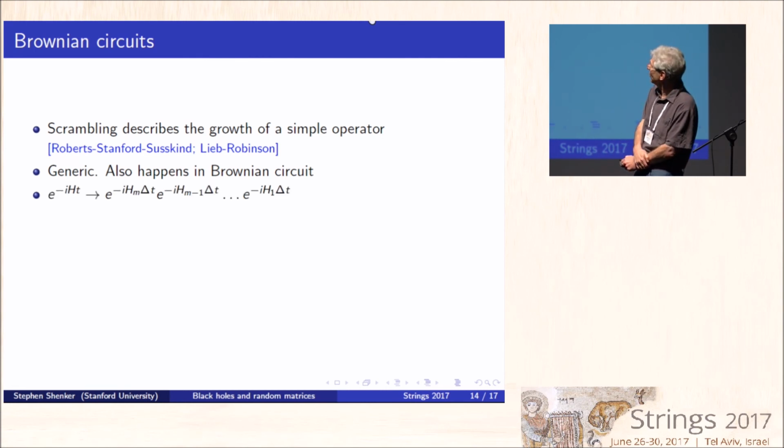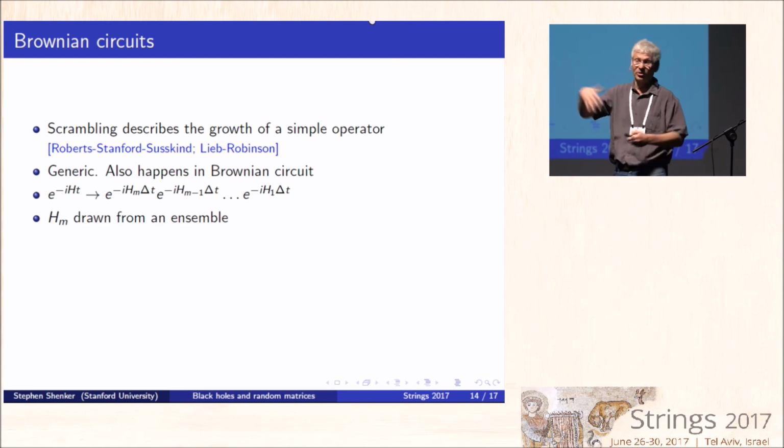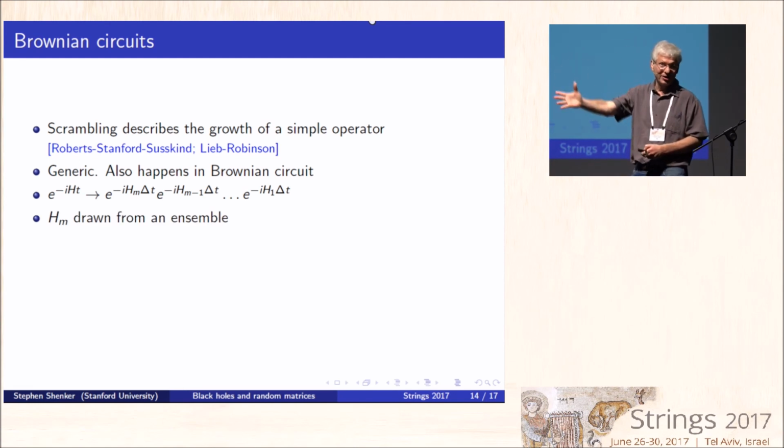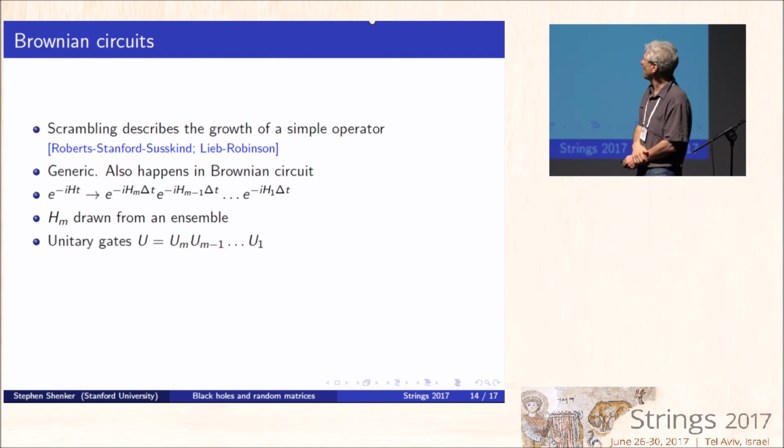A Brownian circuit is where you replace time evolution with a single Hamiltonian by a product of different Hamiltonians at each time step. And these Hamiltonians are drawn from some ensemble where, let's say, you vary the j's. So here you'd vary the j's at each time step. It's often useful to think about this in terms of unitary gates, where you build up this unitary as a product of different unitary gates drawn from an ensemble, and you take their product.